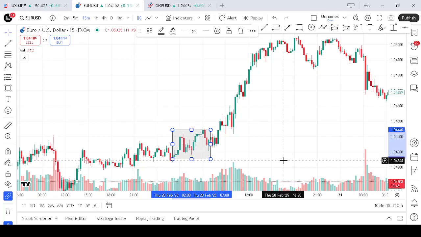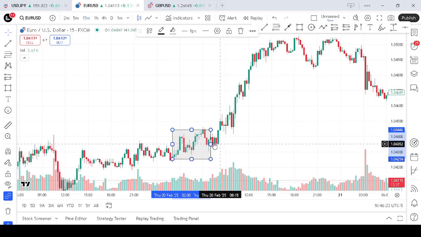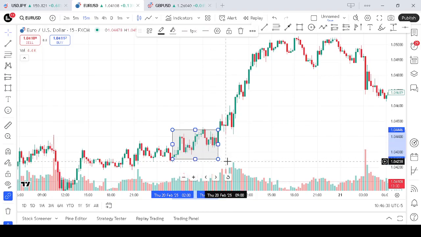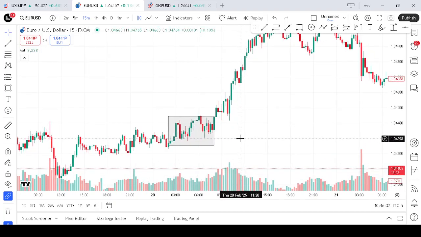Next, focus on identifying entry points. You would want to enter the trade when price breaks above the high or below the low of the price range. When price breaks above the high of the price range or below the low of the price range, that was when we want to enter a trade.